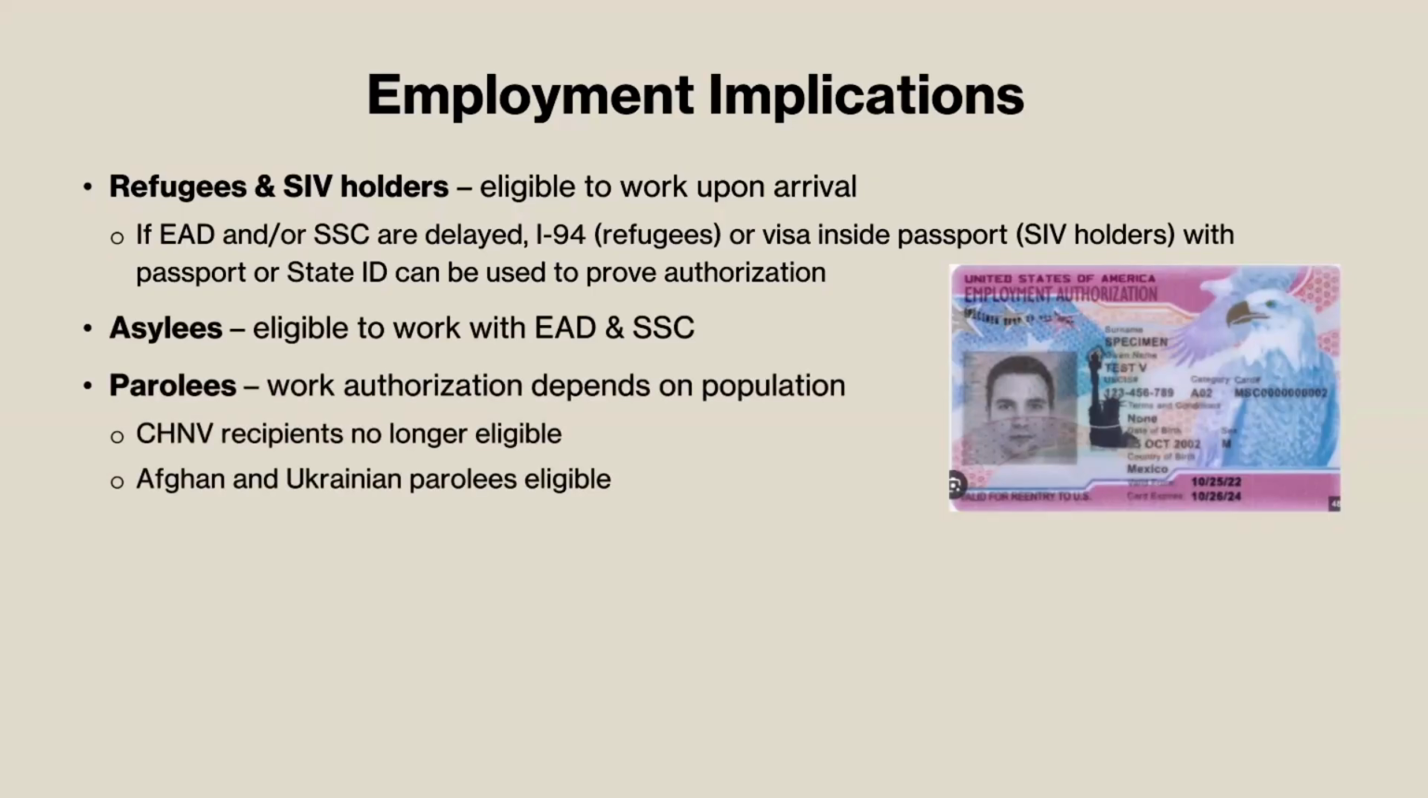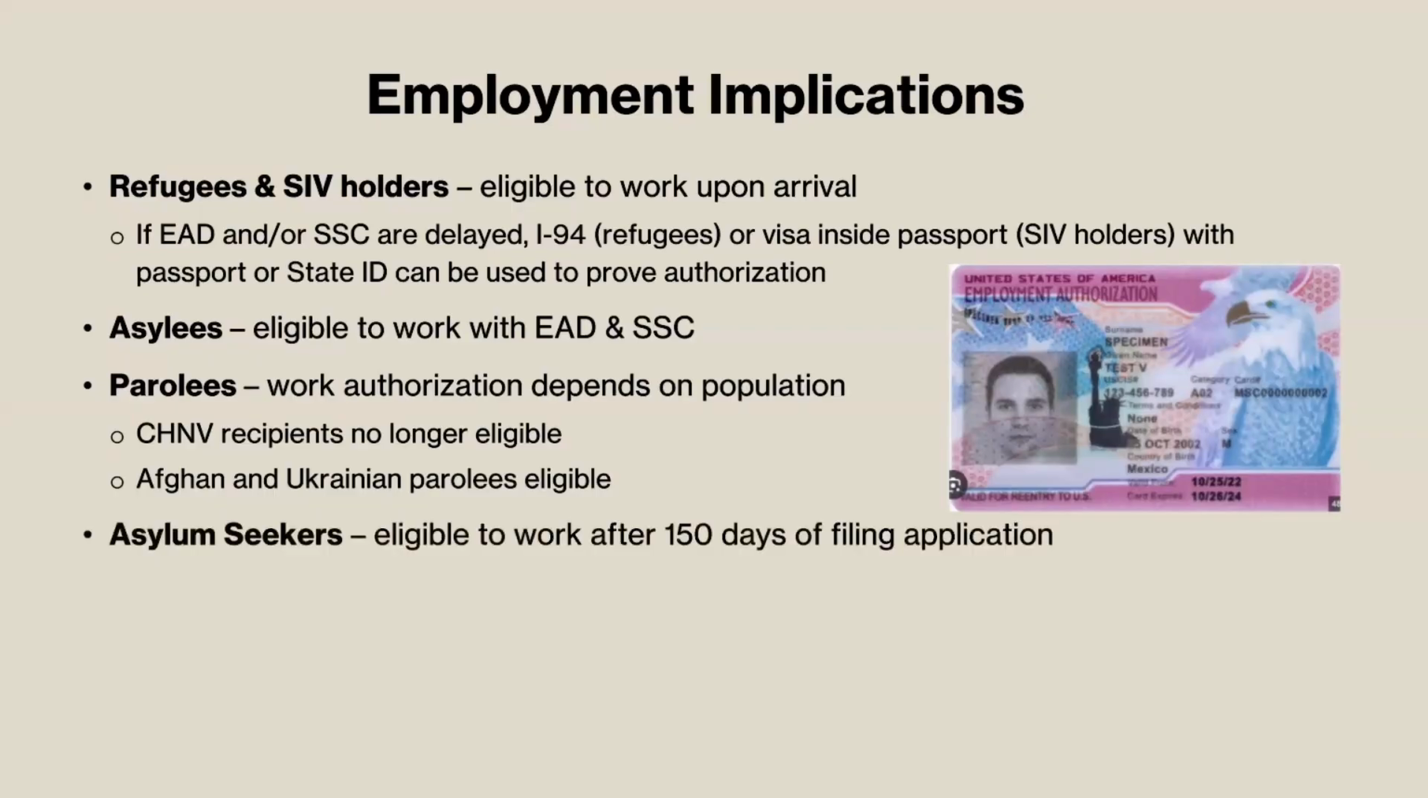If they are Cuban, Haitian, Nicaraguan, or Venezuelan parolees, they are no longer eligible for employment. If they are Afghan or Ukrainian, they are eligible. Asylum seekers, which are those who have applied but have not been approved yet, are eligible to work after 150 days of filing the application.